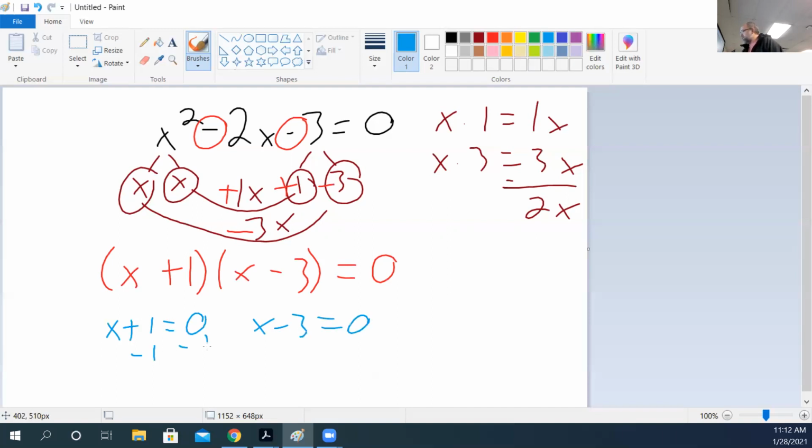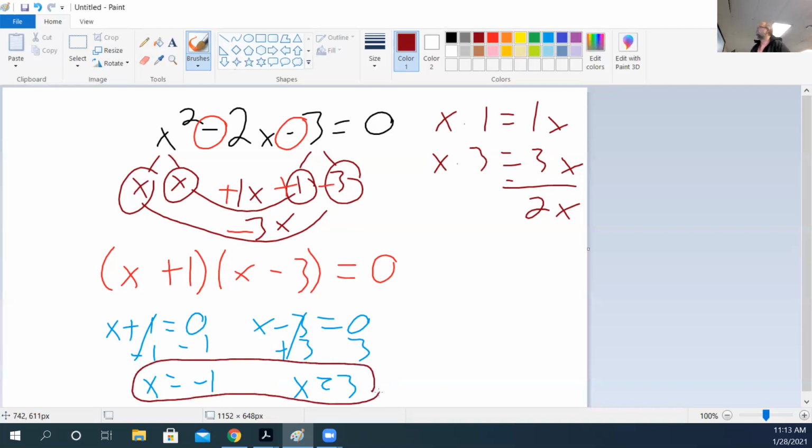So this one you subtract both sides and x equals minus 1. We add to both sides, cancel there. So x equals 3. And so overall, we got our two answers, minus 1 and 3. All right, try one more.